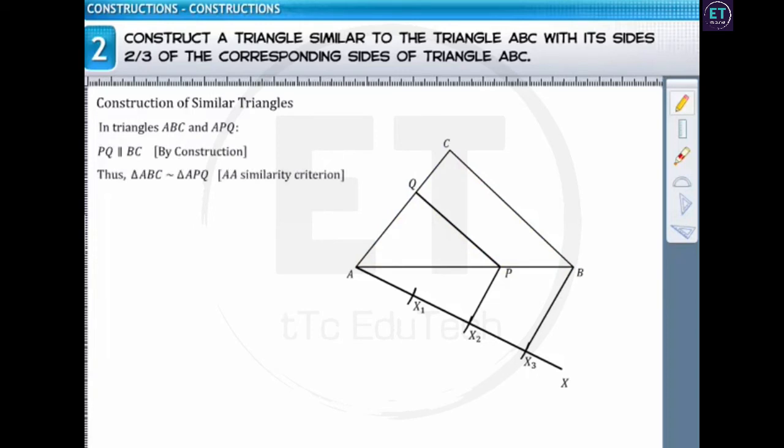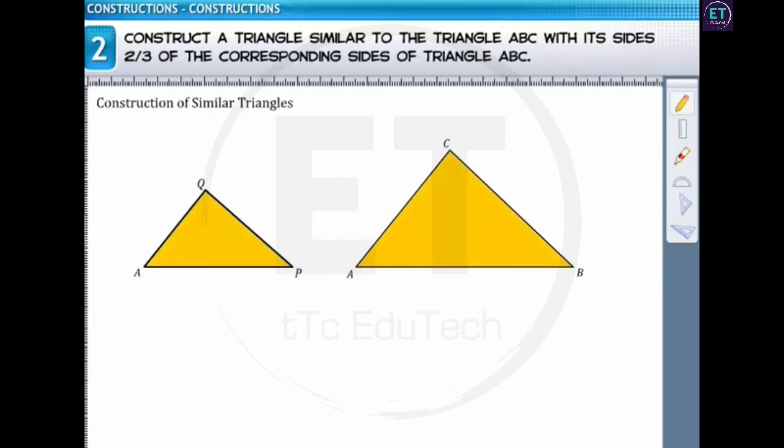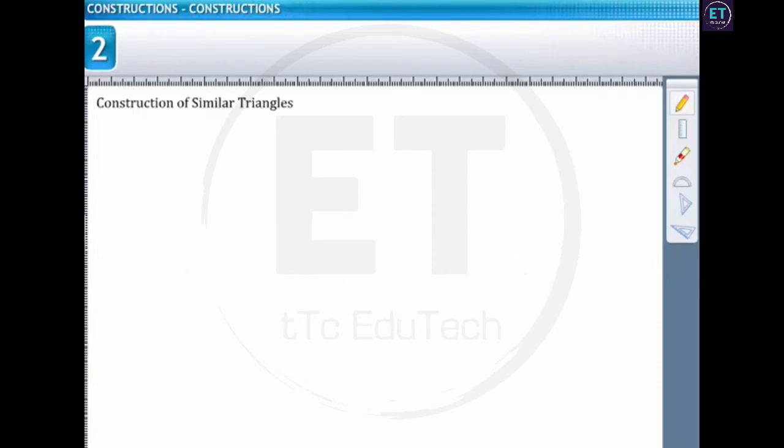Thus, triangle ABC is similar to triangle APQ using the AA similarity criterion. Since similar triangles have their corresponding sides in the same ratio, we see that our construction is verified mathematically. The triangle APQ is smaller than the given triangle ABC. Now, let us construct a triangle similar to and larger than triangle ABC.